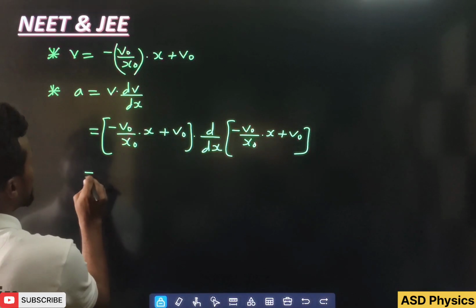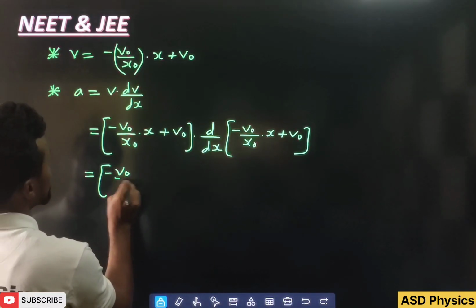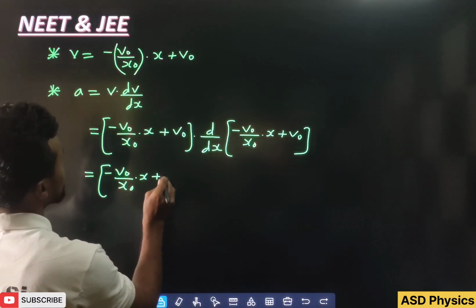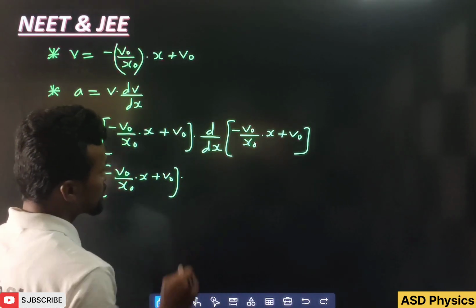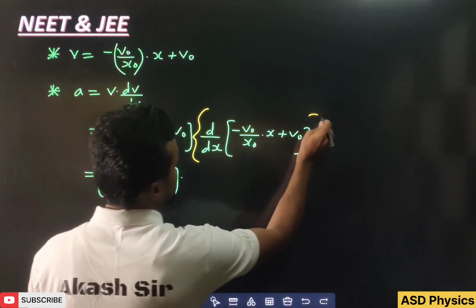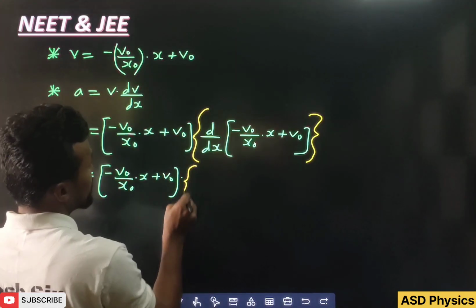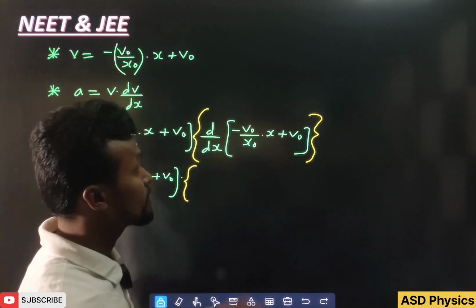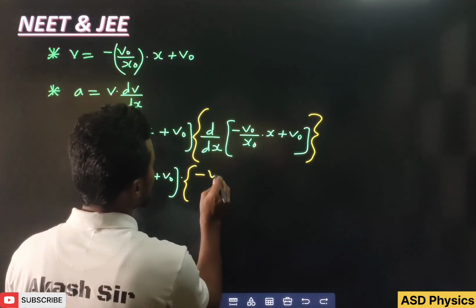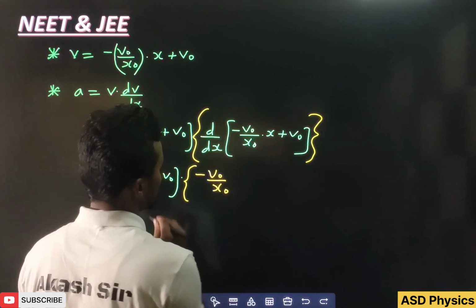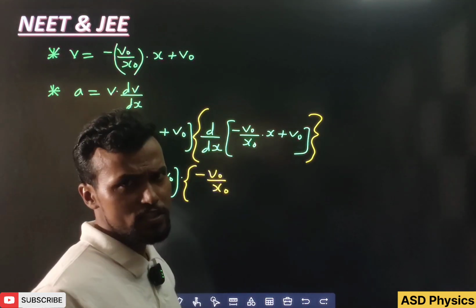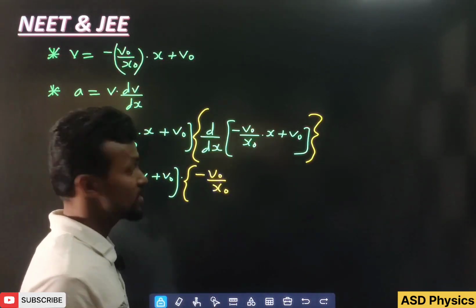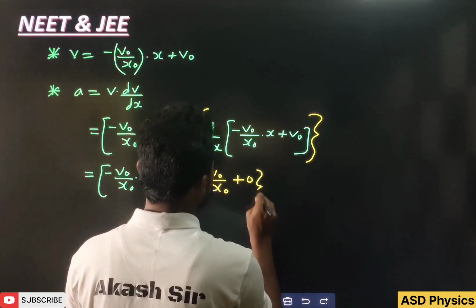Now, students, the first part will be as it is: minus v naught by x naught into x plus v naught, into d by dx of this expression. I hope you know very well that d by dx of minus v naught by x naught into x will be minus v naught by x naught, because d by dx of x is 1. V naught is a constant value, so d by dx of v naught is 0.